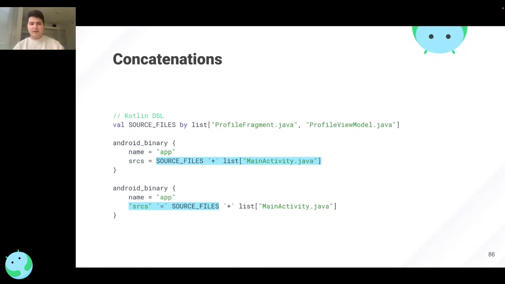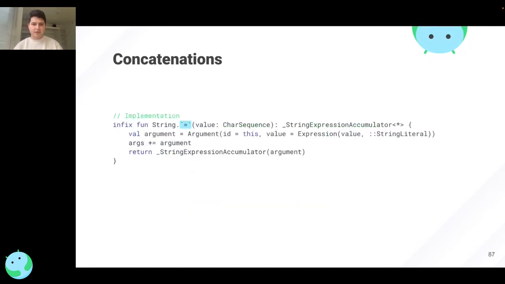Because in the second case, we will just assign the source files value to the SRCs, and we'll disregard the second something to the right of the plus operator. And how can we do it? Basically, we can get back to our assignment operation with the backticks, and we can modify it.